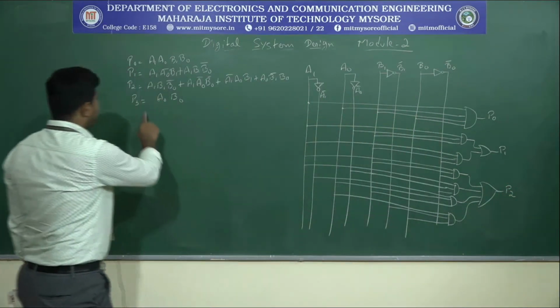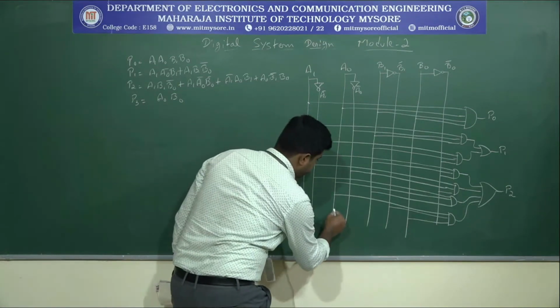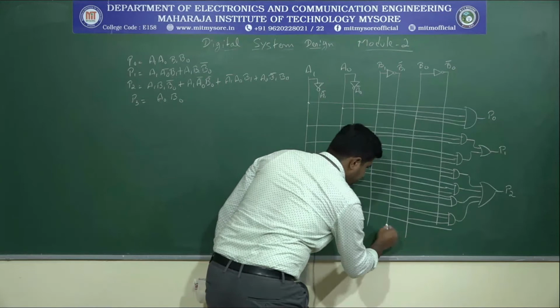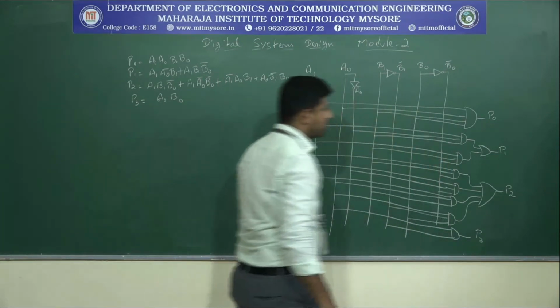And next P3, A naught, B naught. So this is A naught and B naught ANDed together, so that is going to give the P3.